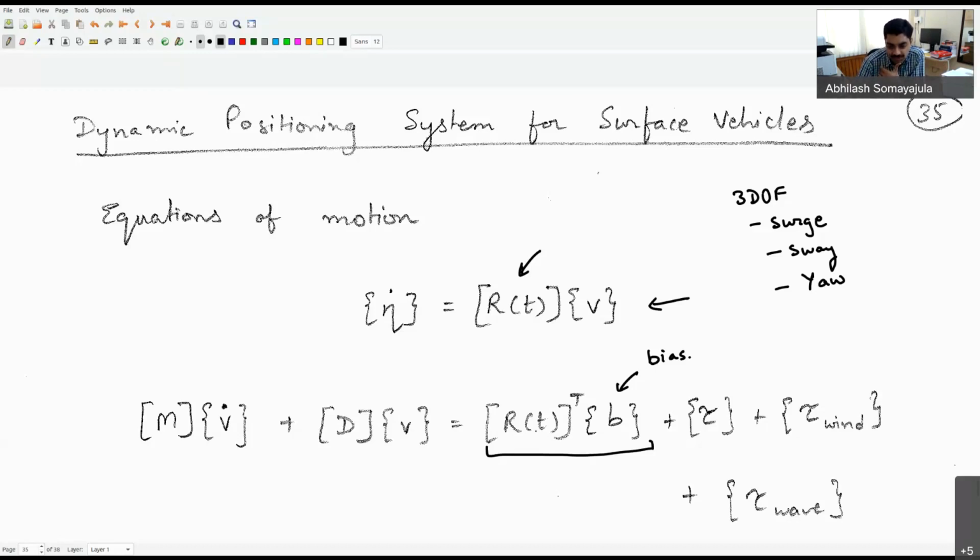So we have the rotation transpose matrix multiplied by the bias term plus the control thrust, which is coming from the controller. And then you have the wind and the wave. Basically, this bias term is accounting for unmodeled dynamics. So if I want to write it down, it's looking at unmodeled dynamics plus ocean current effects.